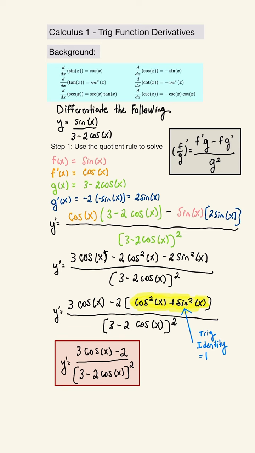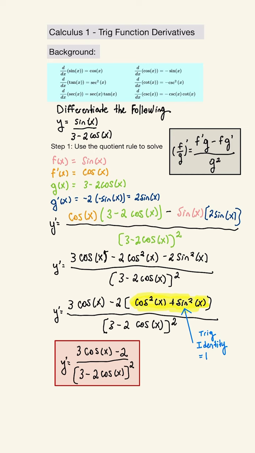So the first step is we want to set up our f and g equations. We know that f of x is going to be the top portion and g of x will be the bottom portion. And we can use our trig derivatives in order to find the derivative of f of x as well as g of x. So the derivative of f of x will be cosine x and the derivative of g of x will be 2 sine x.